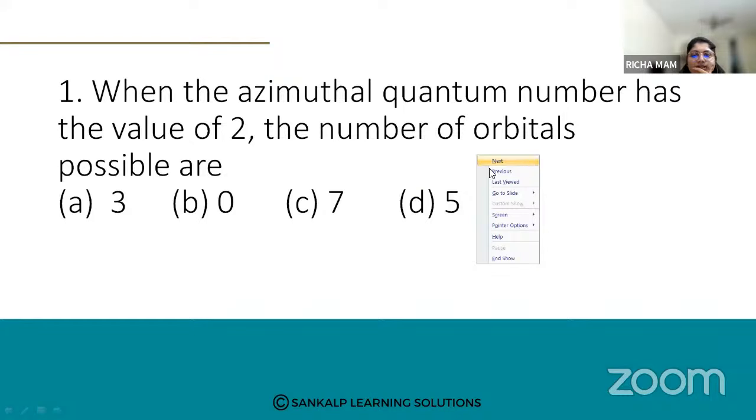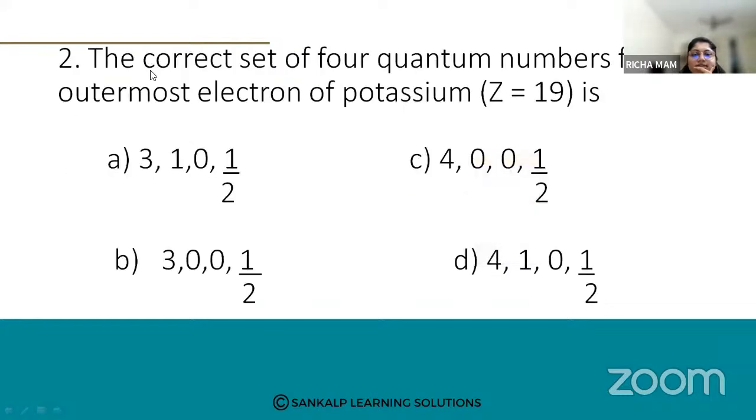So the question is asked: the correct set of 4 quantum numbers for the outermost electron of potassium, where the atomic number is given as 19. These are the 4 different sets for potassium. Potassium is represented by K, and the atomic number is 19.